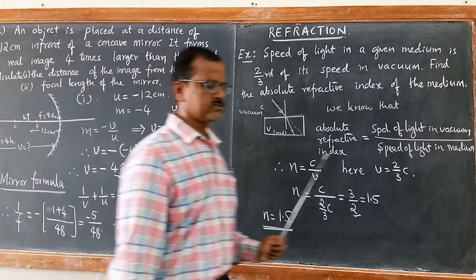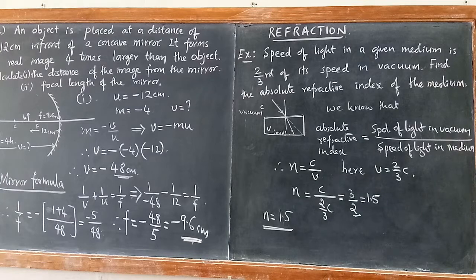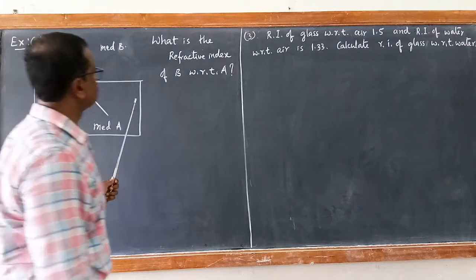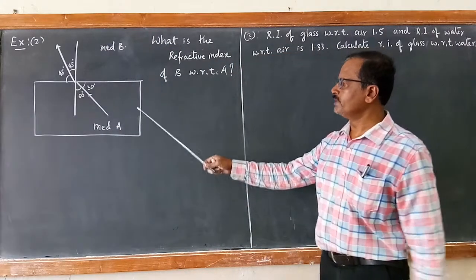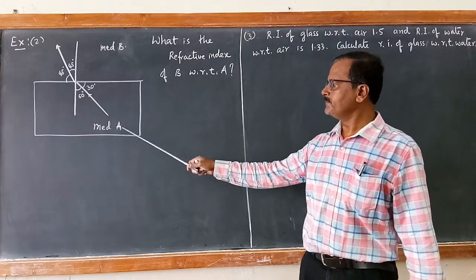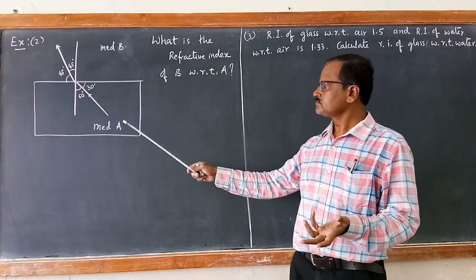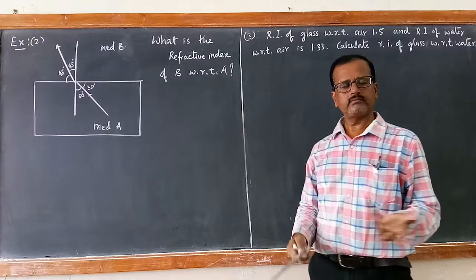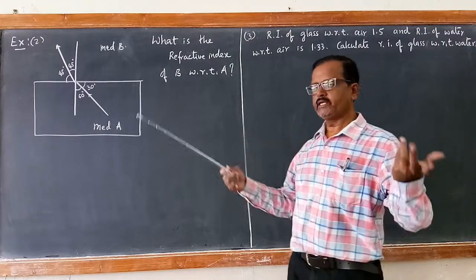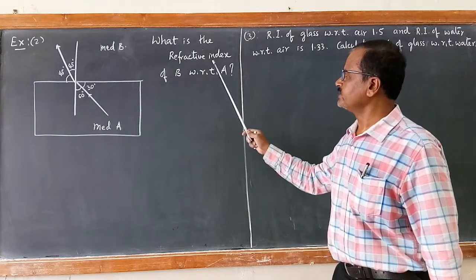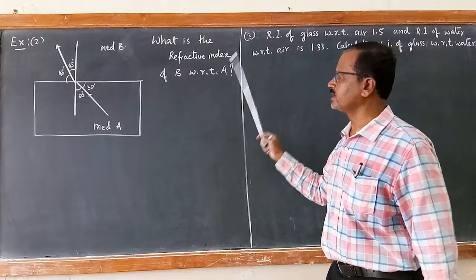Okay, now let us solve one more problem. Okay, we will solve two more problems. Look at this problem, very simple problem. There are two media here. One is medium A, another one is medium B, like glass and any other oil. Any two transparent media, medium A, medium B. What is the refractive index of B with respect to A?